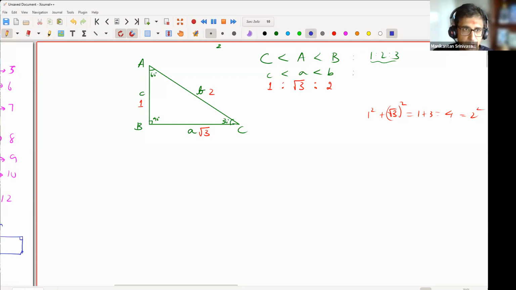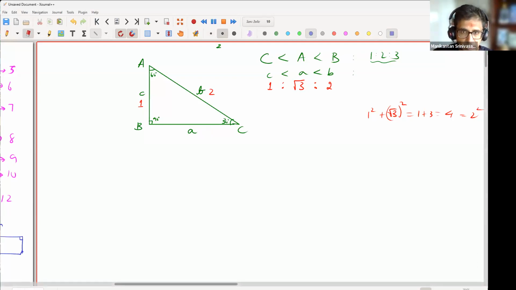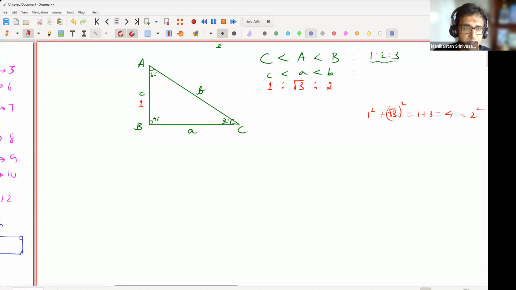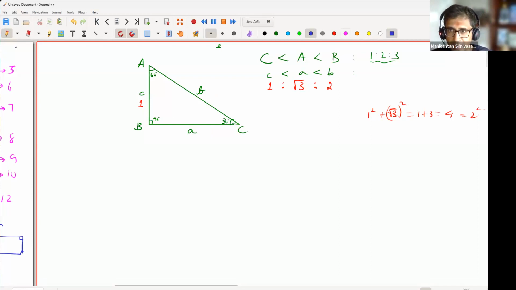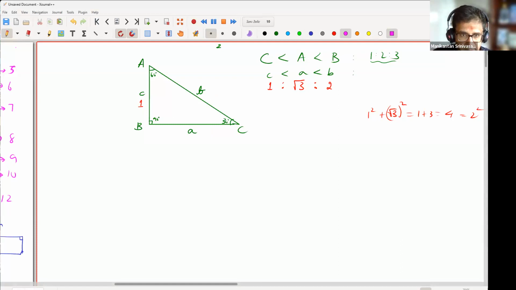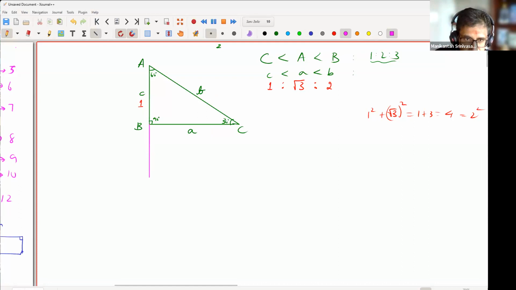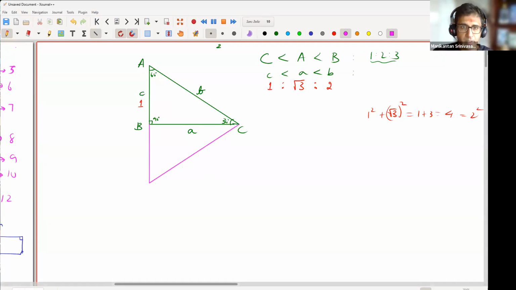So let's prove it. I'm not going to mark them as root 3 and 2 for now. I'll just start with something as 1. It's all ratios, right? I can start with something and call it 1 and then build up everything based on that. Okay, so let me draw a reflection around BC. I'll draw a triangle to the bottom, which will be a reflection of this triangle. Okay, so I've drawn this. Let's call this D. Now because it's a pure reflection, this length will also be 1.